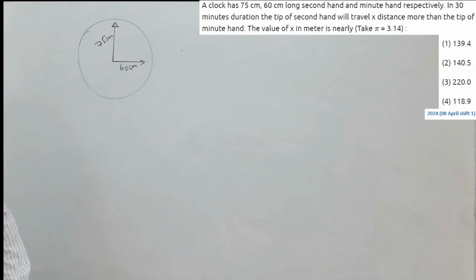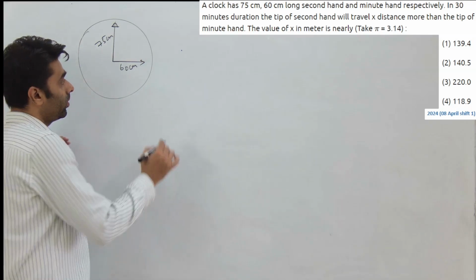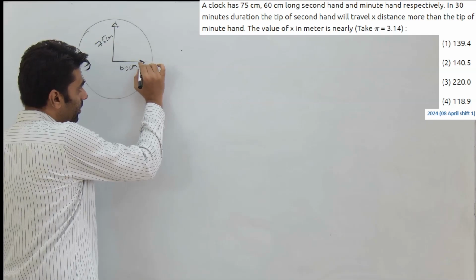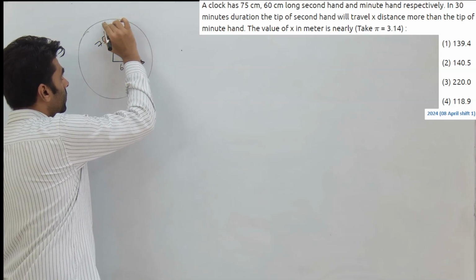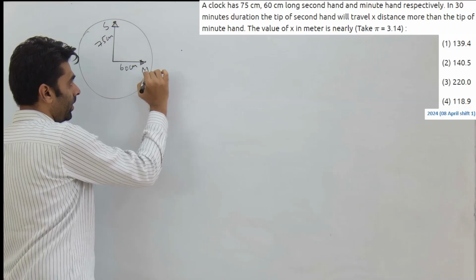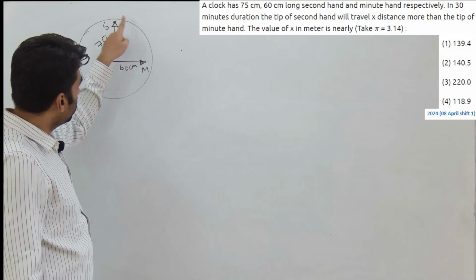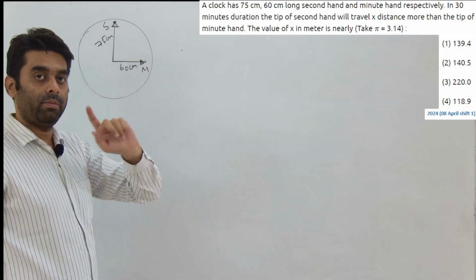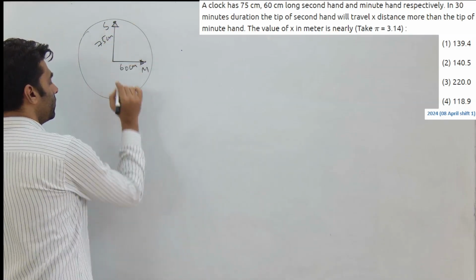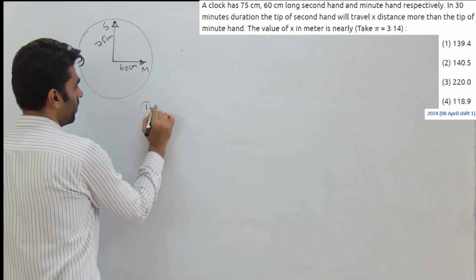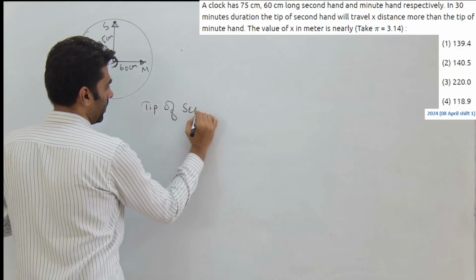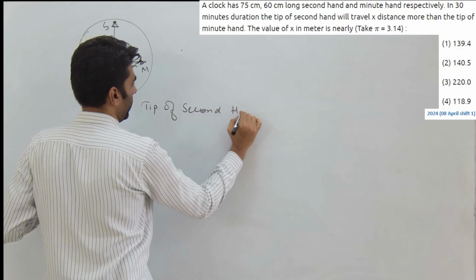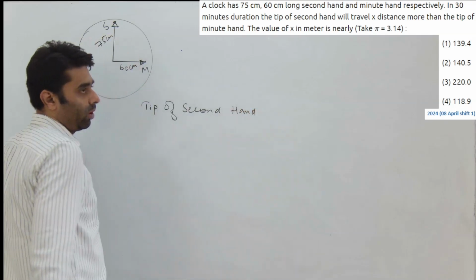See over here, they are talking about the distance traveled by the tip. Let's call this S and this M. Distance traveled by the tip of the second hand, distance traveled by the tip of the minute hand, the difference between them in 30 minutes. Fine. So let's first focus on the tip of the second hand. What do we know about it?